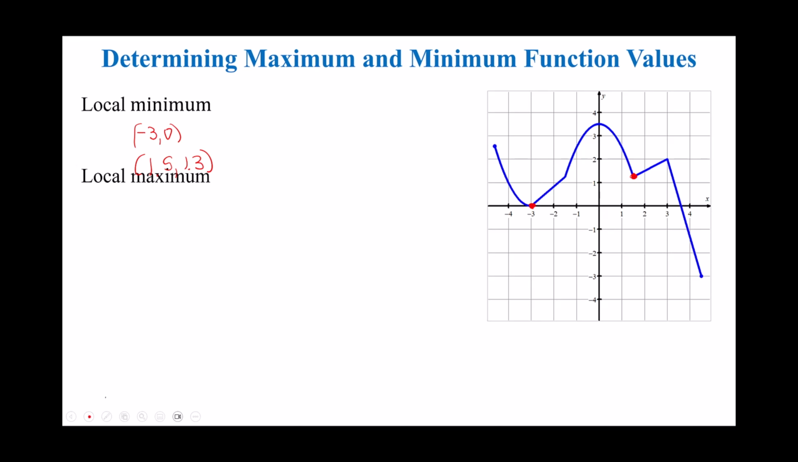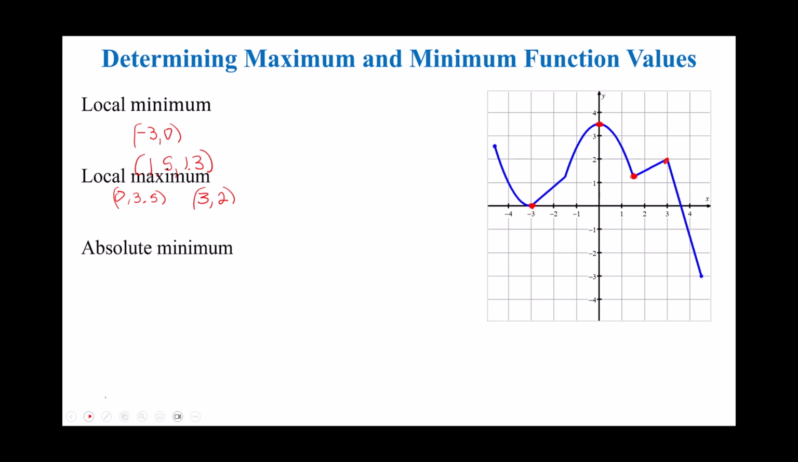We have local maximum values also. Here's a local maximum value. That is the point 0, maybe 3.5. So our local maximum value in that neighborhood is 3.5. We also have a local maximum right here, and that local maximum is the y value 2. So 2 is another local maximum.